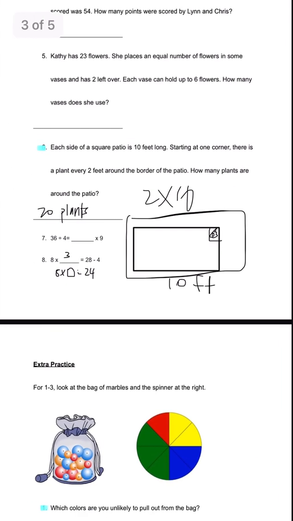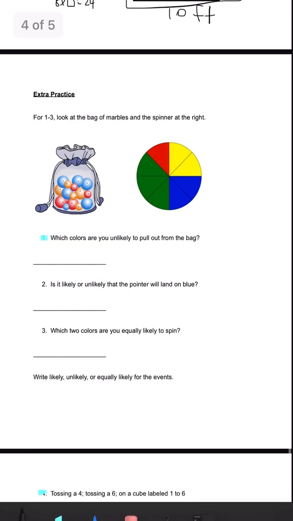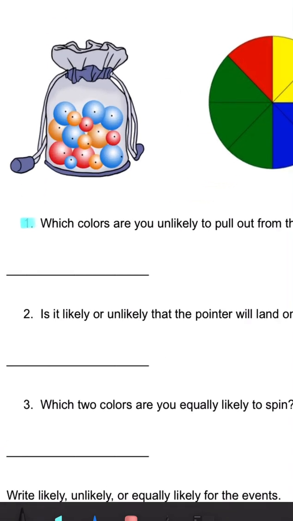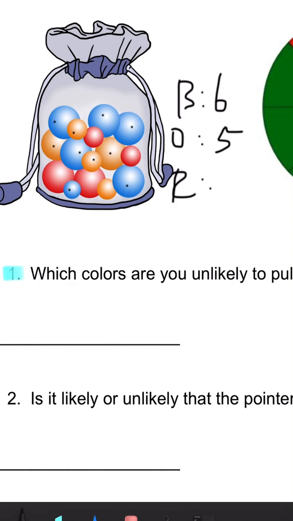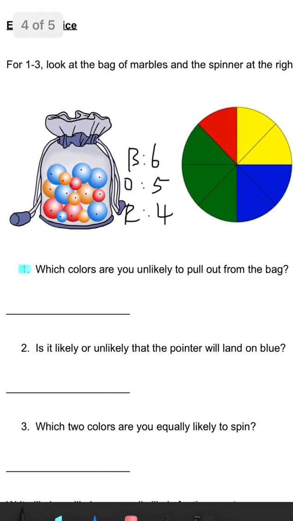All right. Moving on to page number 4, extra practice. For numbers 1 through 3, look at the bag of marbles and the spinner at the right. Which colors are you unlikely to pull from the bag? So let's take a look at the colors that we have. We have blue, orange, and red, and we're going to count how many we have. So blue is 1, 2, 3, 4, 5, 6. Orange is 1, 2, 3, 4, 5. And red is 1, 2, 3, 4. So which colors are you unlikely to pull? We know that red is our least.